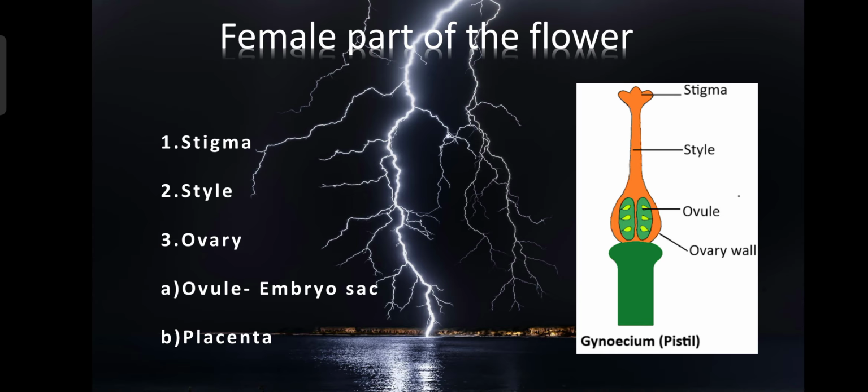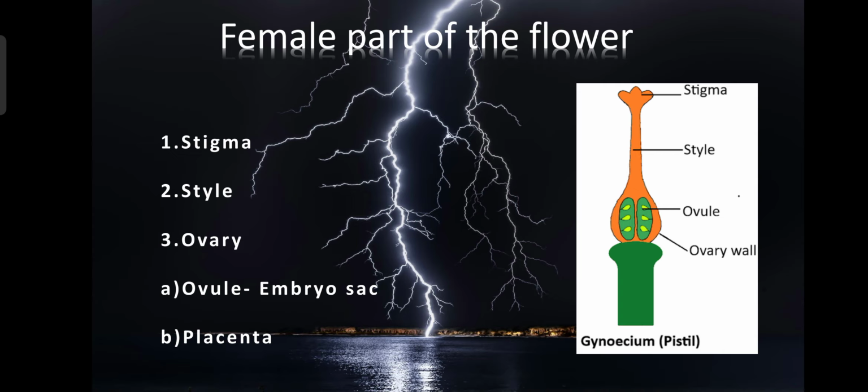Okay, I will say it once again. The female part of the flower is called gynoecium. The gynoecium can also be called the pistil or carpel. The gynoecium is made up of three regions. The first region is called the stigma. Stigma is the first part of the gynoecium. It is the tip of the gynoecium. It is sticky in nature and it provides a platform for the pollen grains to land and to germinate.